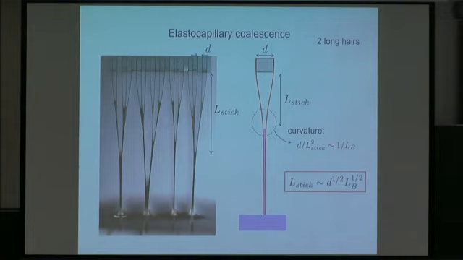How do you find in a scaling law this curvature? Well, basically, this is the distance separating the two flexible objects divided by the square of the sticking length. That gives you an order of magnitude of the curvature. And when you balance these two quantities, you end up with a very simple relation that tells you that the length at which two flexible objects connect is set by the product of the square root of the distance separating the two flexible objects and the square root of this bending length.